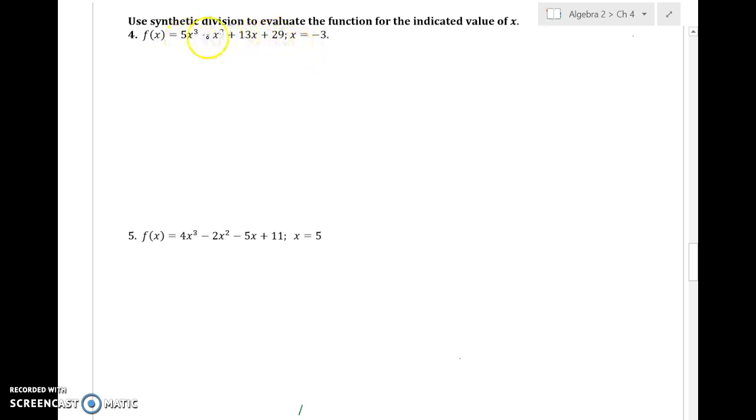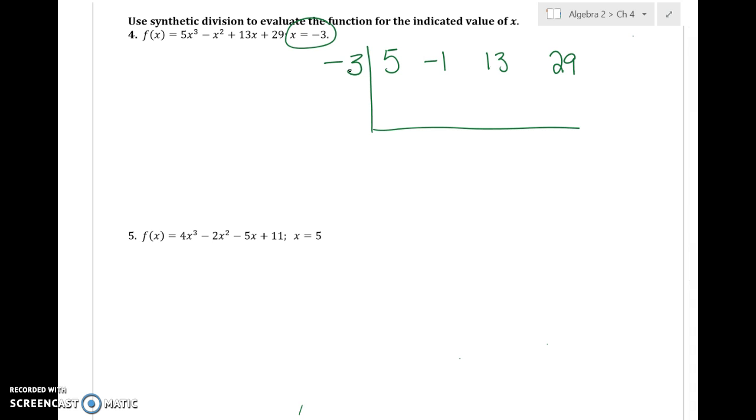Are there any missing terms in here? Third, second, x. Nope, no missing terms. So our coefficients are 5, negative 1, 13, 29. We don't have a divisor this time. So the number that goes outside of the synthetic division is the number that we are plugging in, negative 3. We are plugging in negative 3 and using synthetic division to evaluate. We follow the exact same process we did before. Drop your 5 straight down.